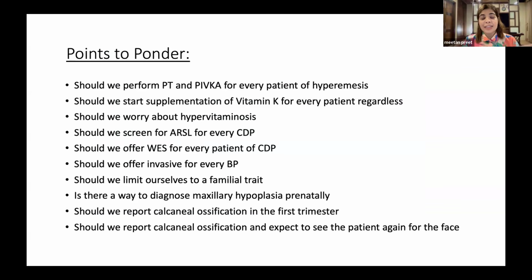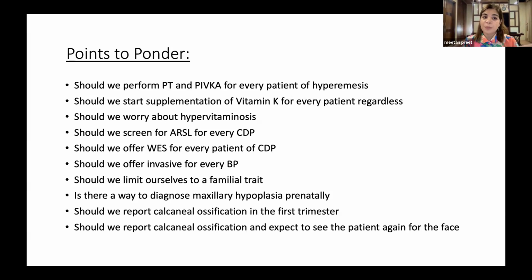I know there'll be a lot of questions for me in the chat box, but here are some questions that I thought of when I was making this presentation. Now, a lot of hoo-ha about vitamin K. So should we perform a prothrombin time and a PIVKA for every patient of hyperemesis? Any patient who has documented hyperemesis, should we do a vitamin K level in those patients? Should we start supplementation of vitamin K in every patient regardless, like folic acid?